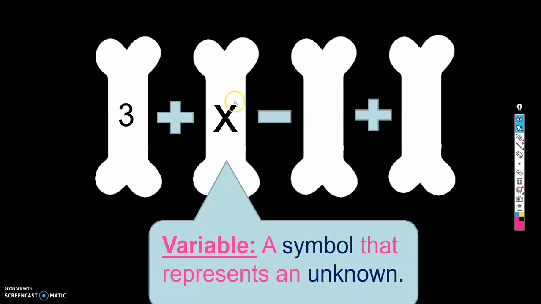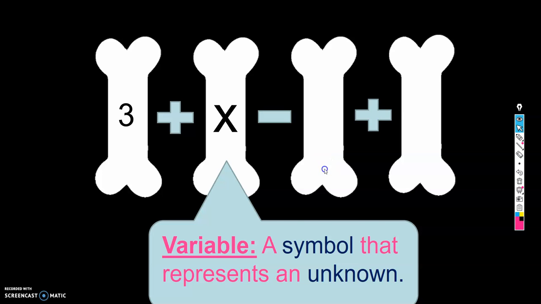Now we have something new. We've been waiting a long time to have variables. That's what this is. An x is a variable. It's basically just a symbol that represents something we don't know. So a variable can change. We can put different numbers in for a variable and we don't know what it means.